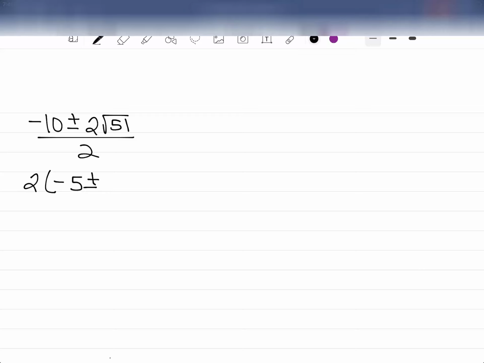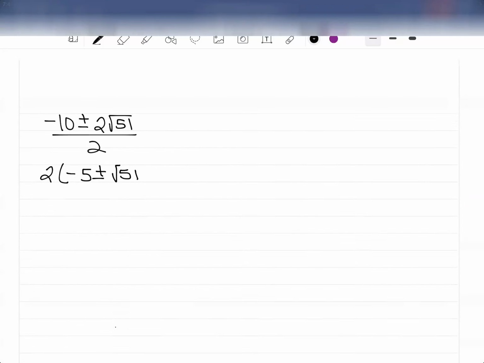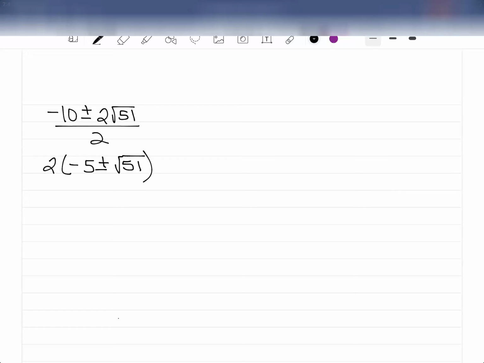I'm not going to worry about factoring out a negative. I know we said that if there's a negative up front, we factor it out, but I'm not going to bother with it. This 2 I can cancel with that 2. And it leaves me with negative 5 plus or minus the square root of 51.